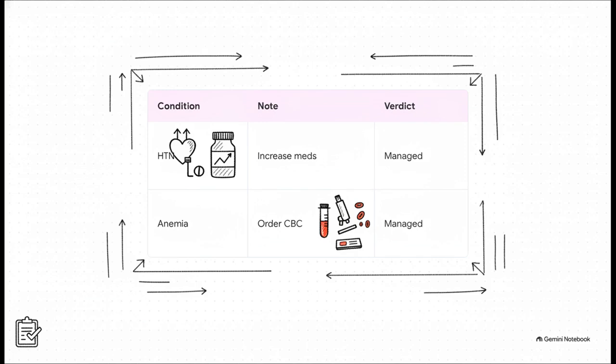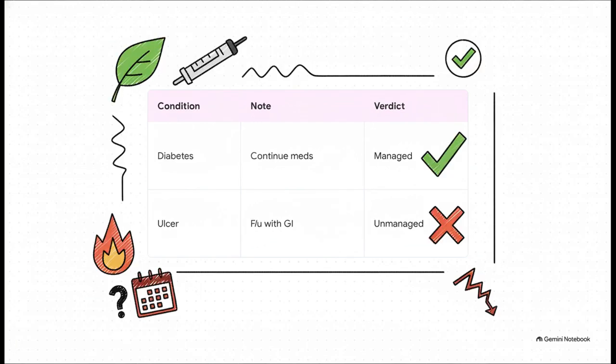Moving on to condition 2, which is anemia. The note says, we'll recheck H&H to ensure stability. Orders, CBC, CMP. Verdict, managed. Ordering specific diagnostic labs covers both the M for monitoring and the E for evaluating in our MEAT framework. Now let's check the final 2 conditions for this exact same patient.